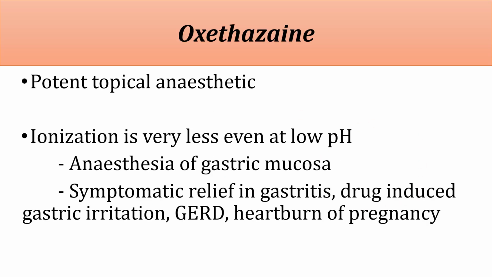Oxethazaine is a potent topical anesthetic substance. Ionization is very low even at low pH. It is used for anesthesia of gastric mucosa, symptomatic relief of gastritis, drug-induced gastritis or irritation, GERD, and heartburn of pregnancy. In all these conditions, it is used as a local or topical anesthetic substance.